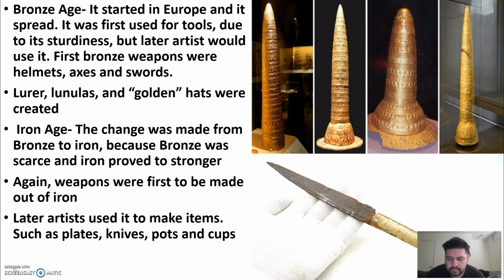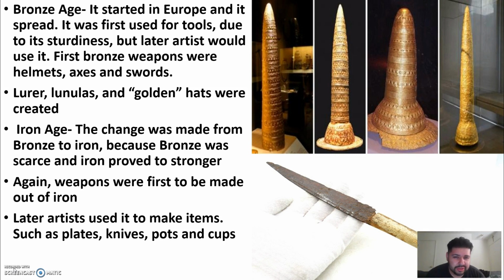Okay. Now we're getting to the Bronze Age. It started in Europe and it spread like wildfire because bronze was very sturdy. It was first used in tools, but then later artists would use it. The first bronze items were weapons: helmets, axes, swords, things like that. Later on, lures and hats were created.